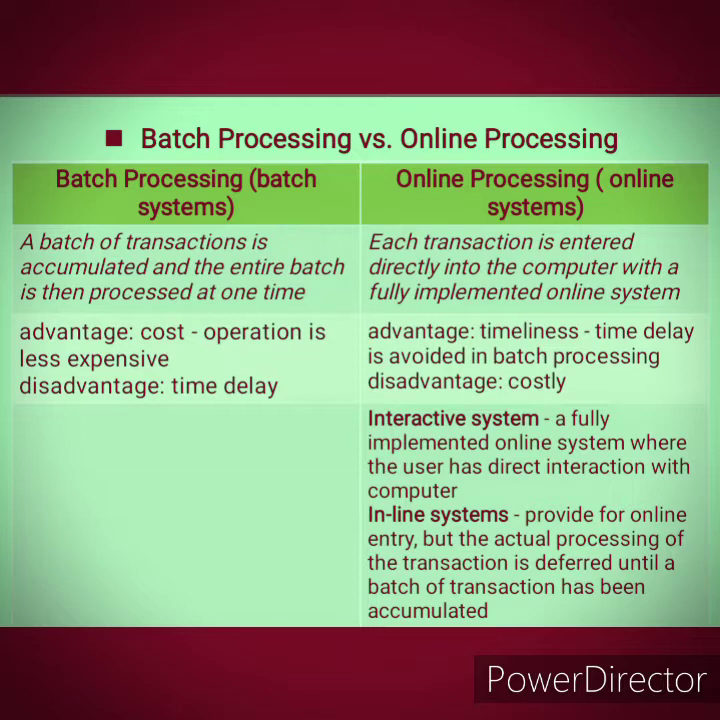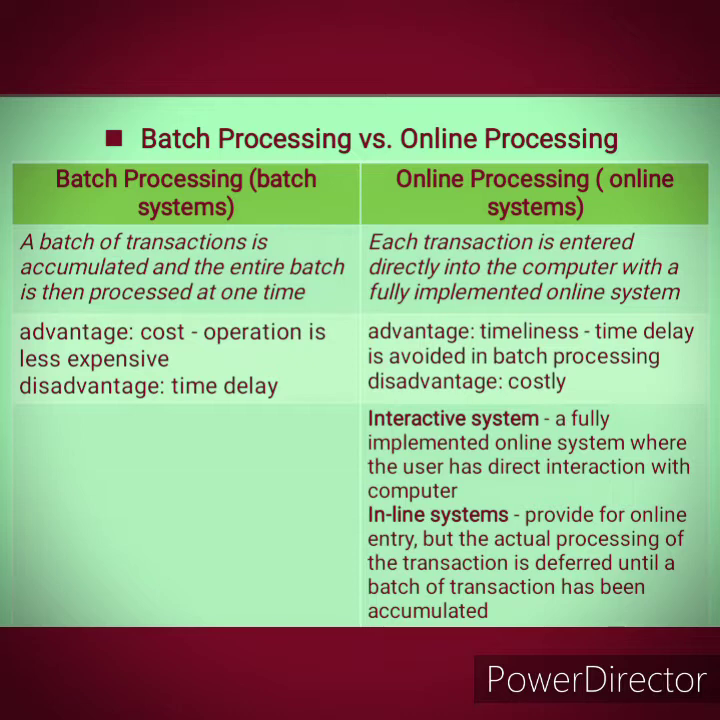So first is all about batch processing or batch systems. A batch of transactions is accumulated and the entire batch is then processed at one time. An example of this is the advantage and disadvantage of cost. The advantage of cost is the operation is less expensive, but the disadvantage is time delay because you will need effort and patience to wait for the batch you belong with.